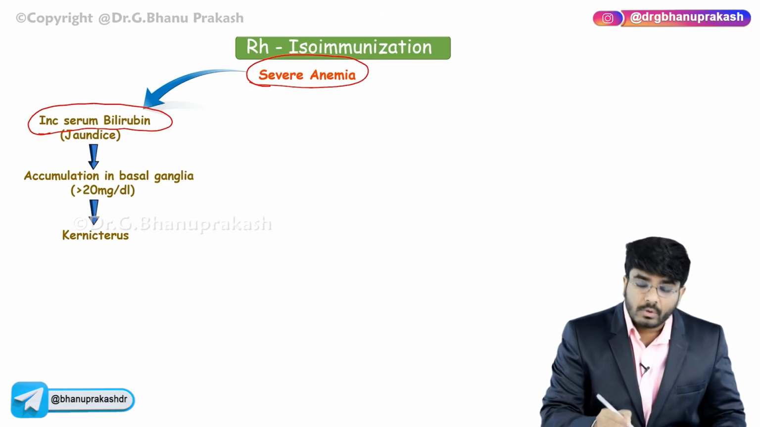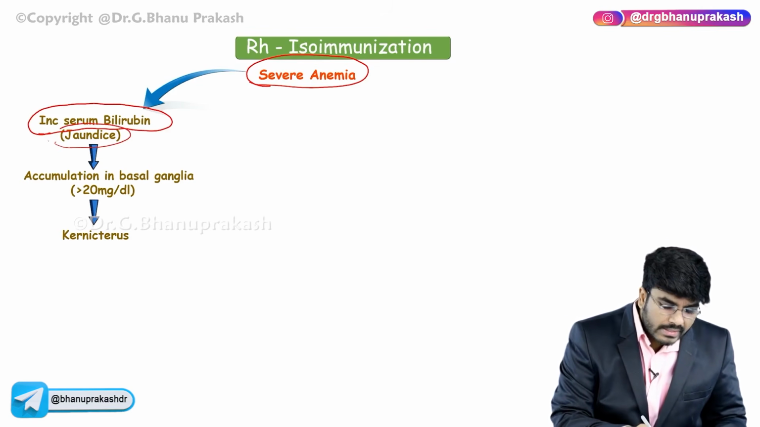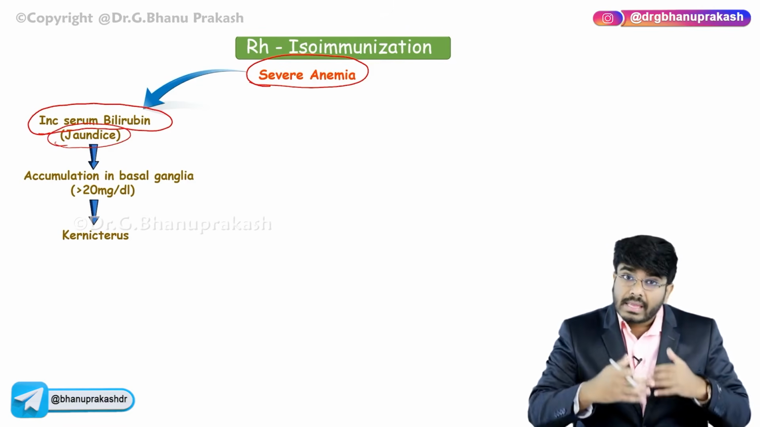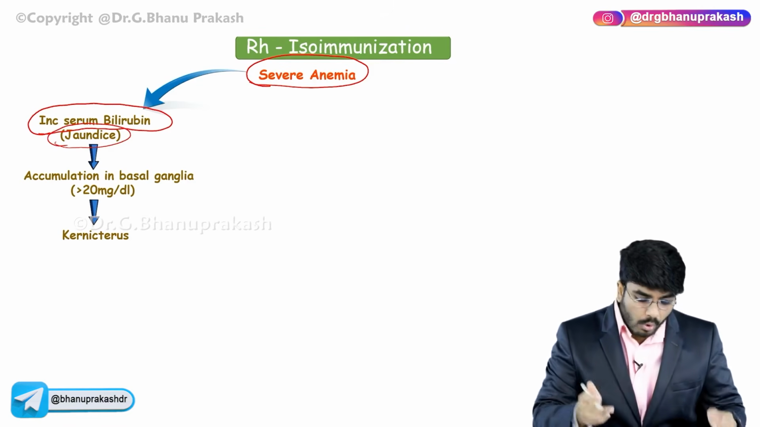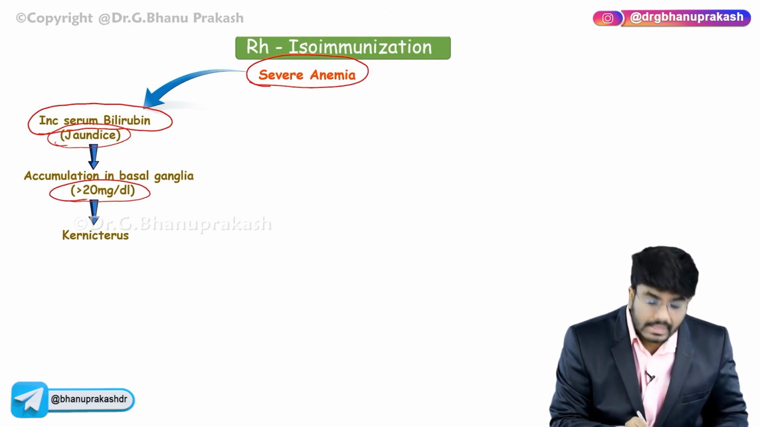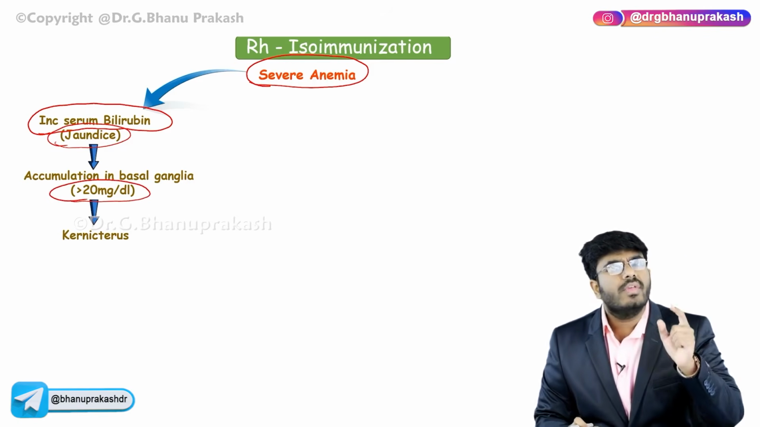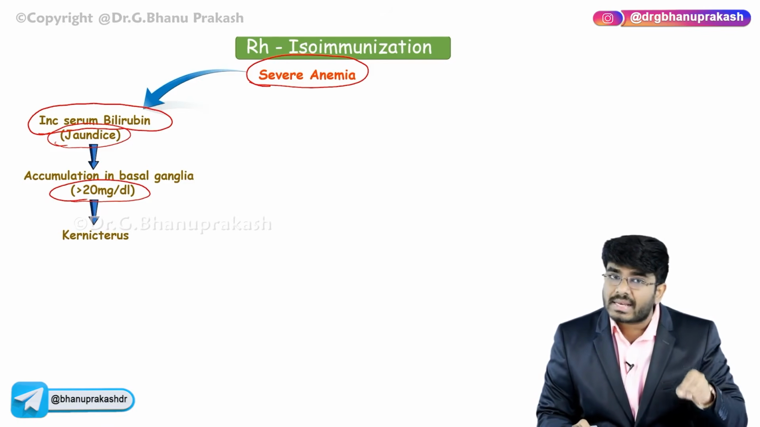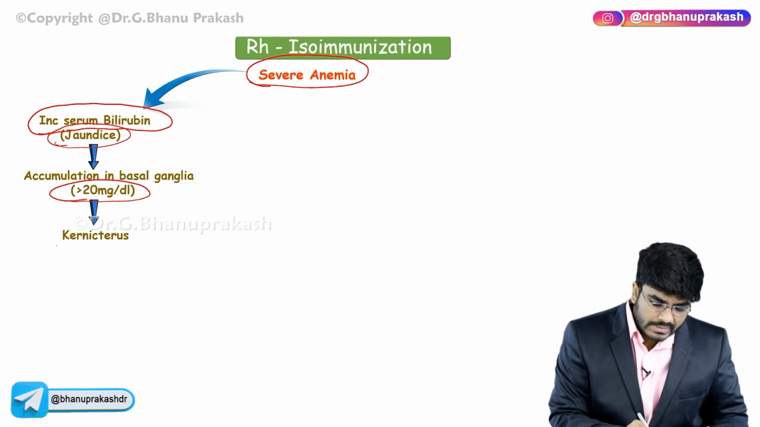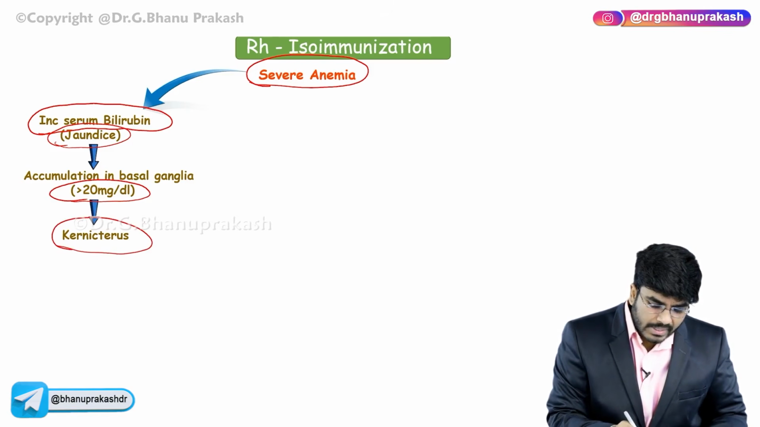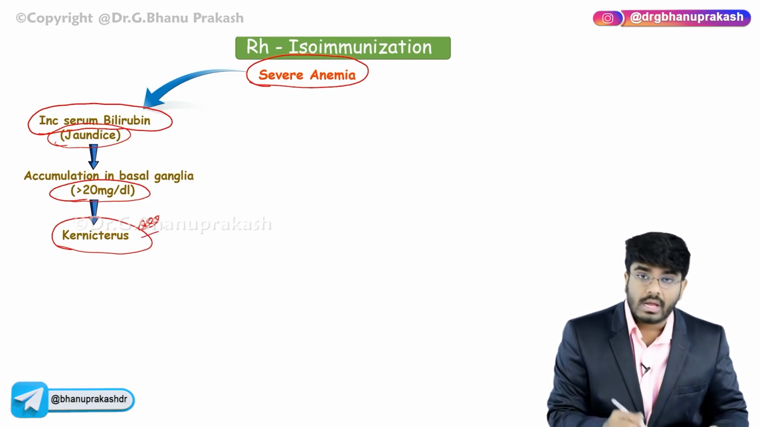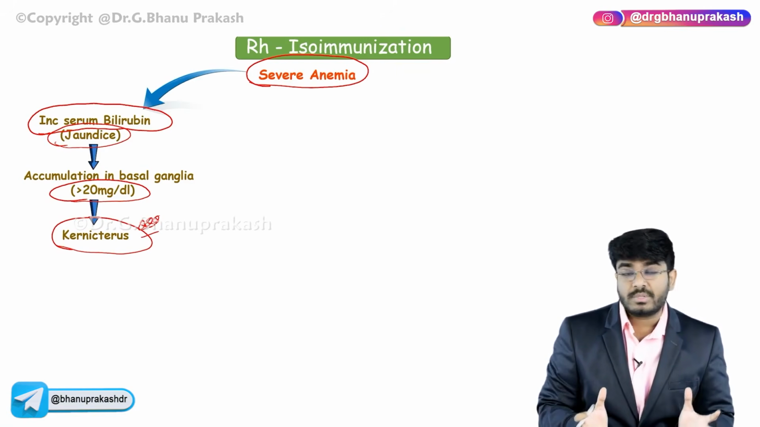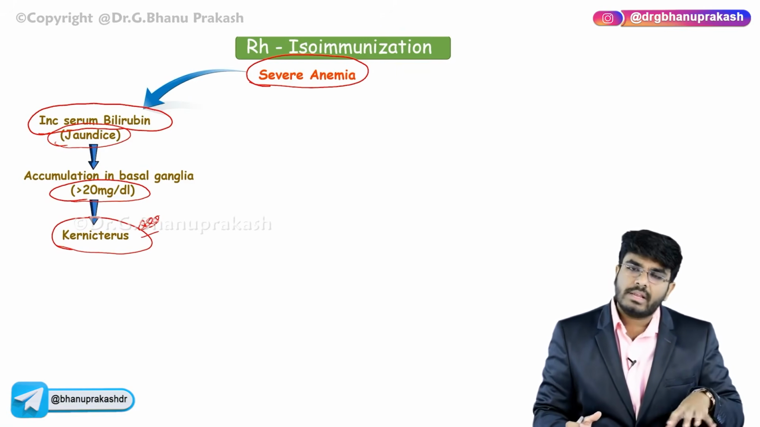Now this bilirubin is going to cause jaundice. Yes, the baby is going to suffer with jaundice, especially with high levels of bilirubin, more than 20 mg/dL. At such a concentration, this bilirubin is going to get deposited in the central nervous system of the baby, especially in the basal ganglia. That leads to kernicterus. Yes, with an RH negative mother having an RH positive baby, especially the second baby, the baby can develop kernicterus.